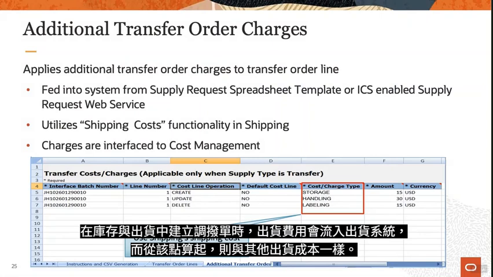Shipment, container, and line level charges will be passed into cost management. Container level costs will be prorated down to the transfer, providing a cost per shipment line. Shipping charges cannot be charged once the transfer order line has been shipped and interfaced into inventory.